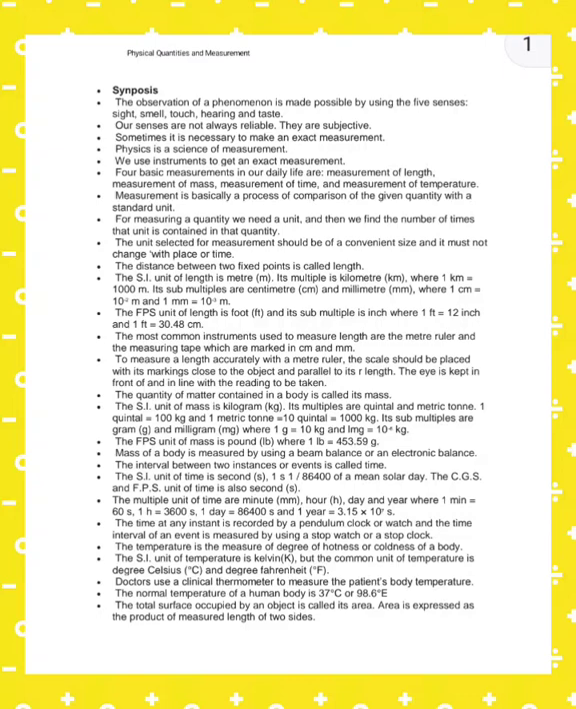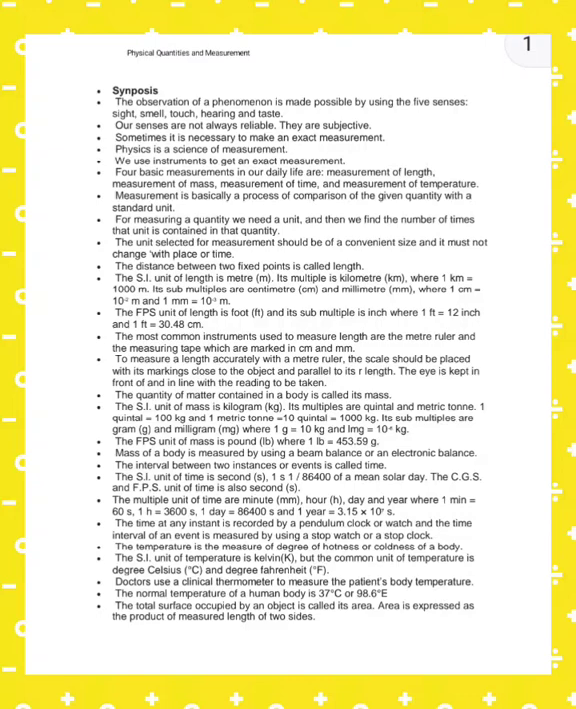Please make a note, there is a mistake in the printing, and 1 milligram is equal to 10 to the power minus 6 kilogram. Okay. So here it would be 1 gram is equal to 10 to the power minus 3 kilograms. So that power is missing over here, which means 0.001 kilogram. Okay. The FPS unit of mass is pound, where 1 pound is equal to 453.59 grams. Please learn these figures. Mass of a body is measured by using a beam balance or an electronic balance.